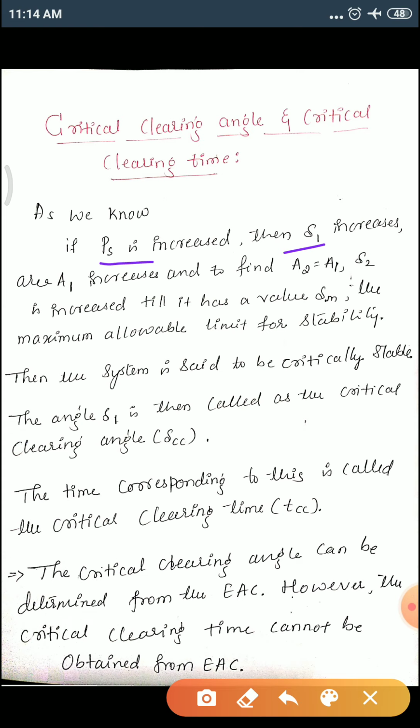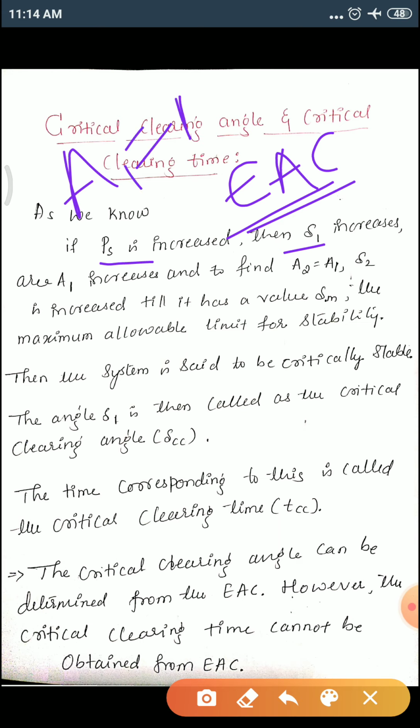As we know, we are speaking in terms of the equal area criteria. The area A1 increases, and the equal area criteria means A1 should be equal to A2. So to make A2 equal to A1, delta has to be increased till it reaches its maximum value, delta m. The maximum allowable limit for stability is delta m, so delta 2's value will be delta m.